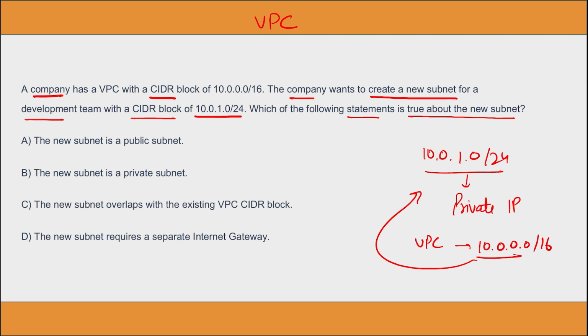The new subnet will not require a separate internet gateway, right, as it can use the existing internet gateway of this VPC. Also, the new subnet is not a public subnet as it is not directly accessible from the internet. So this new subnet is a private subnet.